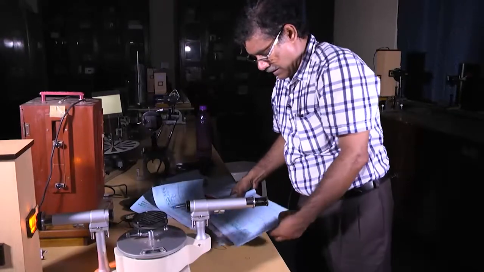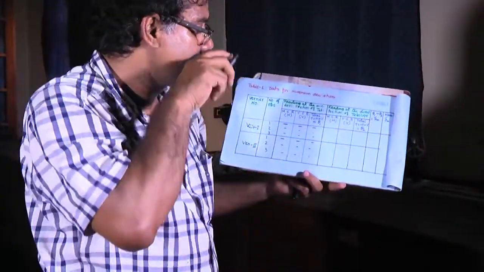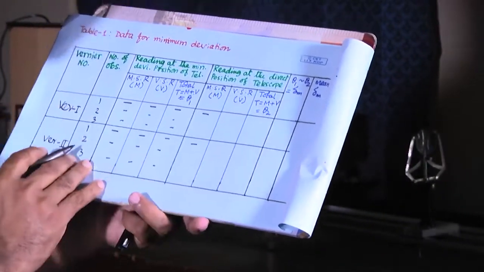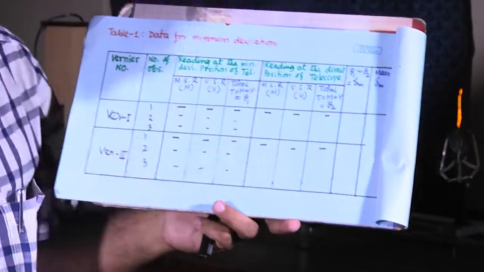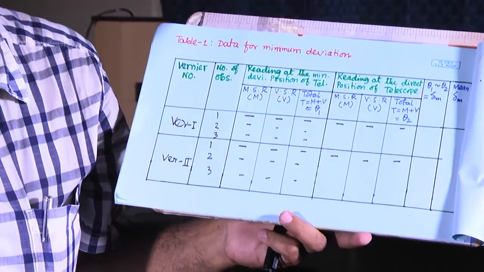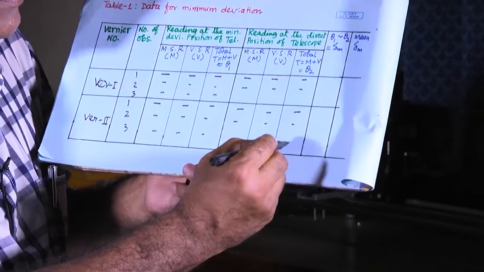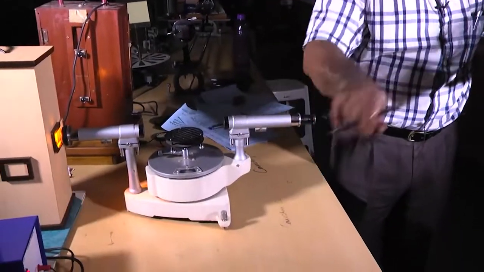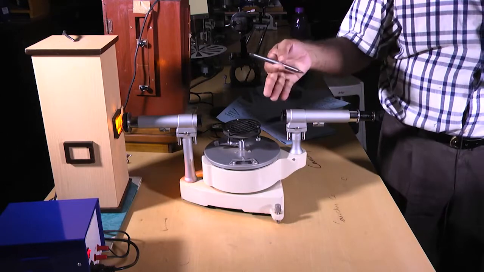Now this is the direct position, and for this position you take the reading from vernier 1 and vernier 2, set 1. Note down the reading, then again adjust arbitrarily, set again at this direct position, second set, to minimize the error, then third set. Then take the difference of these two. So this is the direct, and that was the deviated one, the minimum deviation. So I have two readings.